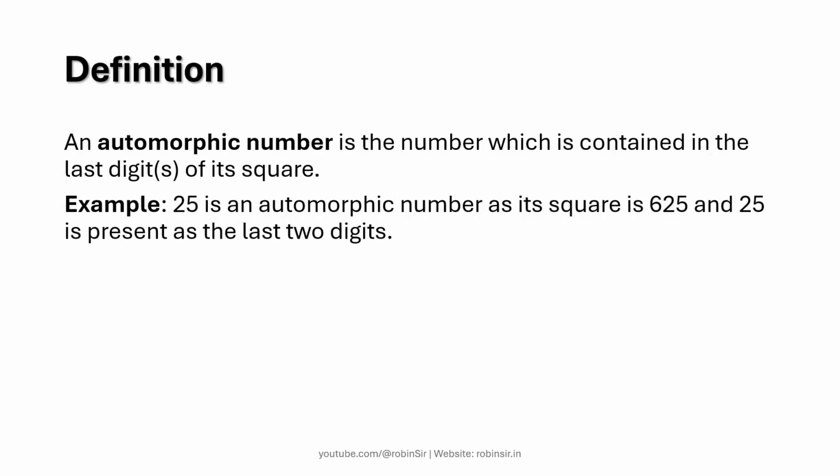According to the question, an automorphic number is a number which is contained in the last digits of its square. For example, 25 is an automorphic number. Why? Because when you find its square, you get 625, and 25 is contained as the last two digits in its square, 625. So that's the question. Let's start writing the program.